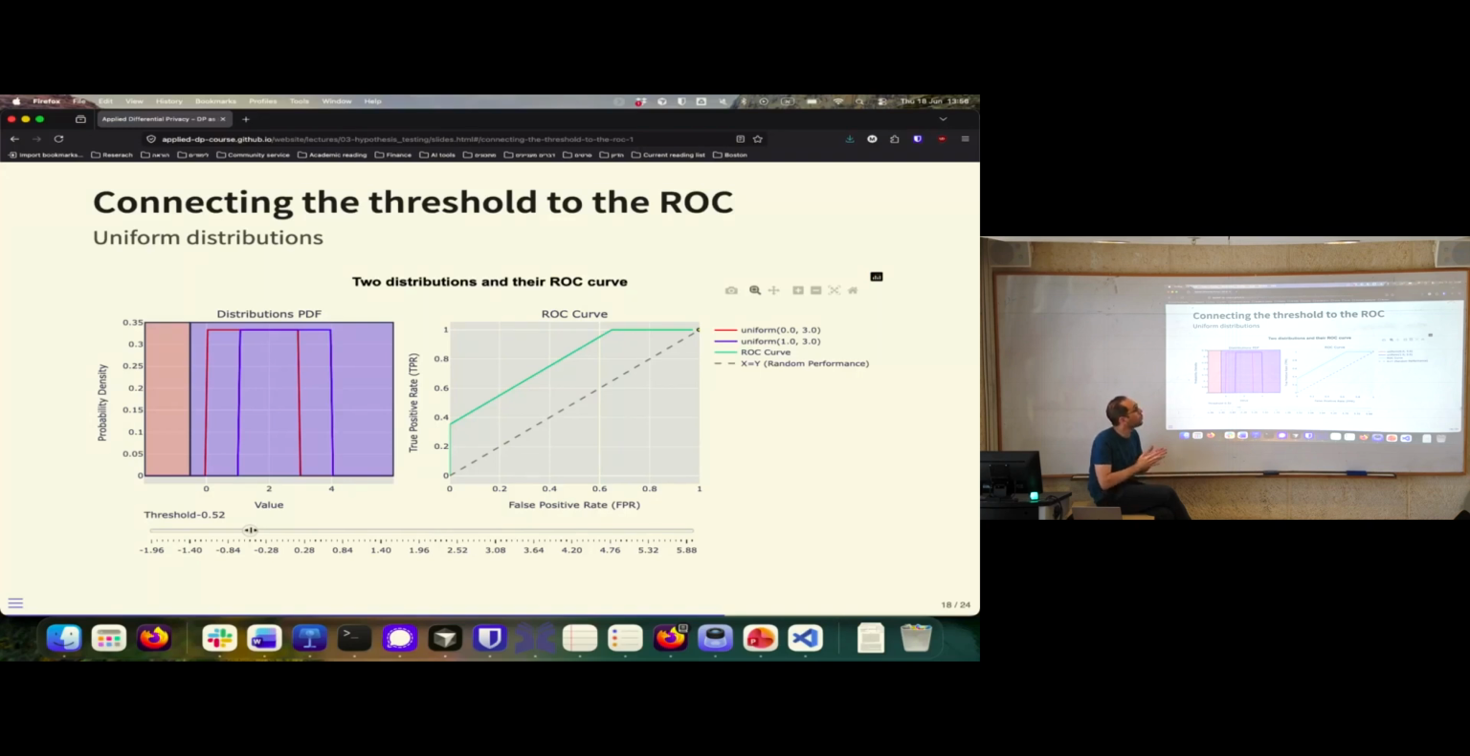What will I guess for the blue distribution? You will get only true positive. You put the threshold there. Yes. So you get for the blue only one in the true positive, and one in the false positive.